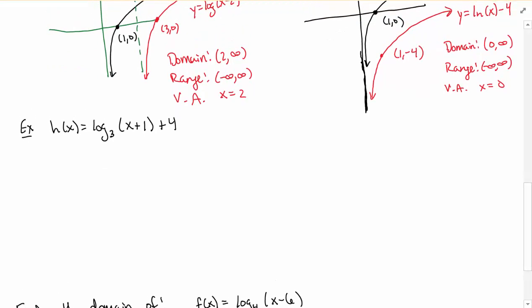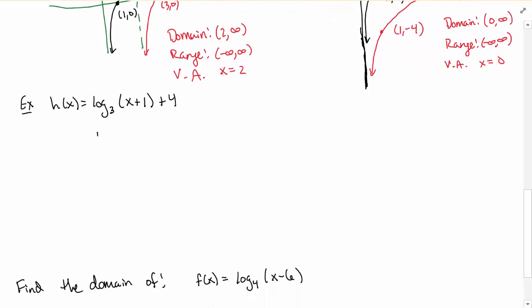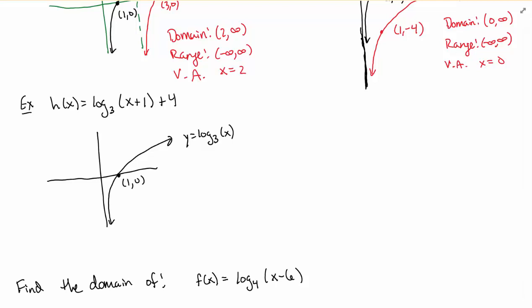Alright, next one. Let's talk about log base 3 of x plus 1, plus 4. A couple things going on, but I'm going to start with log base 3 of x. 3 is bigger than 1, so it's going to look like the following, roughly. It goes through the point (1, 0). Alright, these are both additions, so I can choose which one to do first. I'll do the plus 1 first for no good reason.